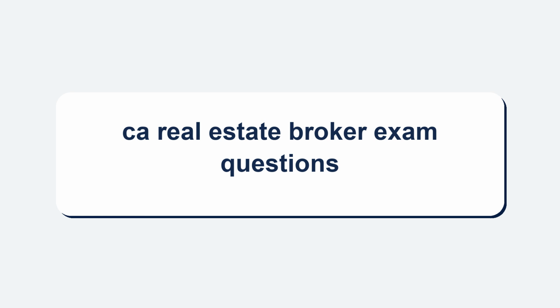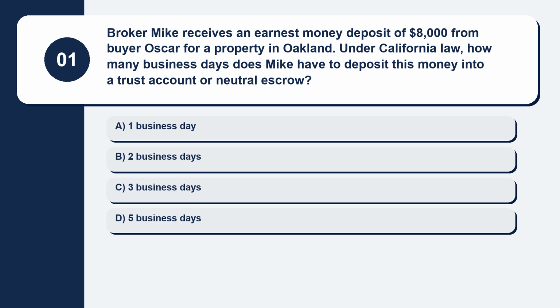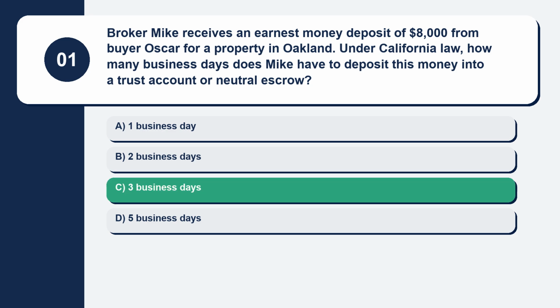Let's begin. Question 1. Broker Mike receives an earnest money deposit of $8,000 from buyer Oscar for a property in Oakland. Under California law, how many business days does Mike have to deposit this money into a trust account or neutral escrow? Here are your options. Option A, 1 business day. Option B, 2 business days. Option C, 3 business days. Option D, 5 business days. The correct answer is option C, 3 business days.